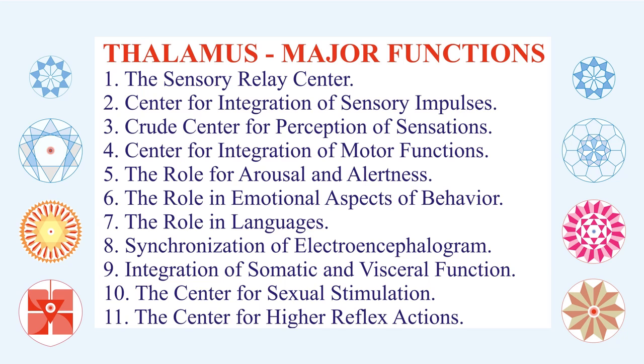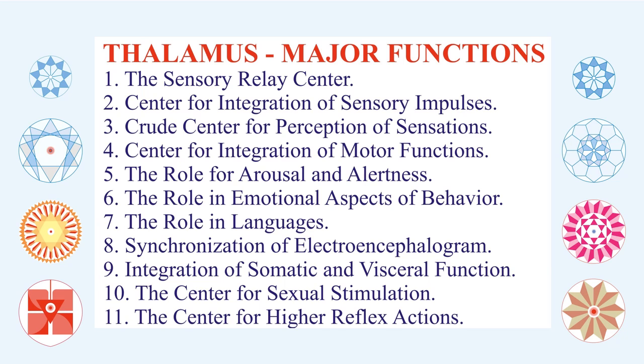All the information from the internal world and external world is carried to the thalamus. Then the thalamus is able to analyze, evaluate, and pass on the information to the appropriate or associated areas for execution of whatever function has to be done or whatever reaction or response has to be made. So sensory relay center is the most important aspect of the thalamus. Second, integration of all the sensory impulses.